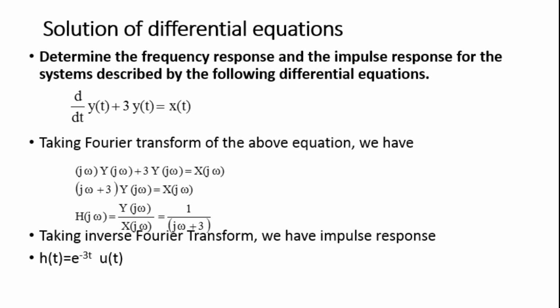Taking the Fourier transform of the above equation, we have j omega Y(j omega) plus 3 Y(j omega) is equal to X(j omega). Y(j omega) is common, so it becomes (j omega plus 3) Y(j omega) is equal to X(j omega), or H(j omega) is equal to Y(j omega) divided by X(j omega), which is equal to 1 by (j omega plus 3).